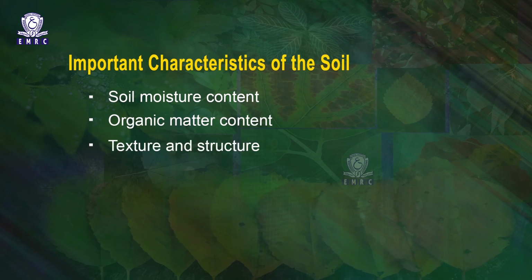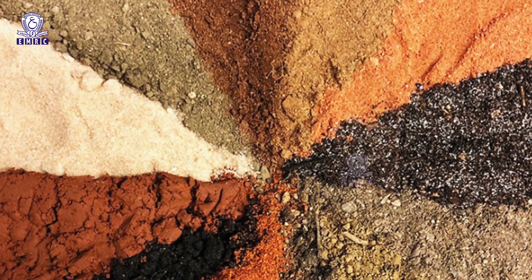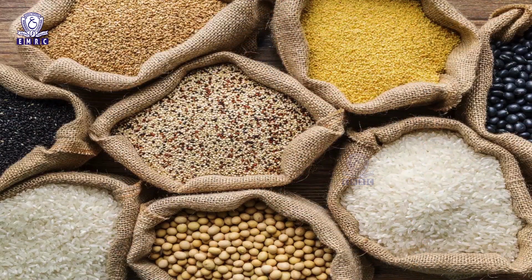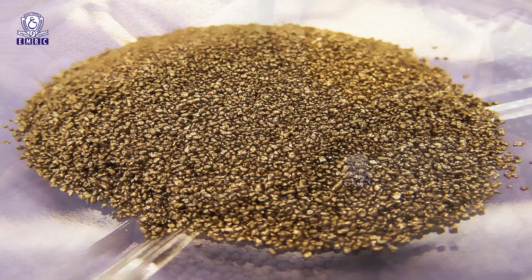Texture and structure. Texture is nothing but how the soil is made up, either sandy or clayey particles, and the structure is nothing but how they are aggregated, for example, coarser grains, fine grains, etc.